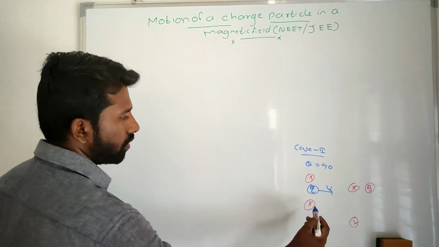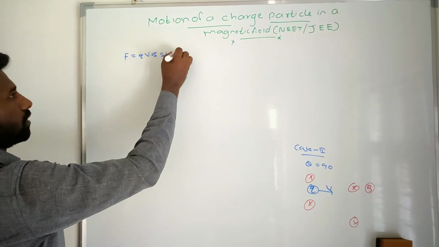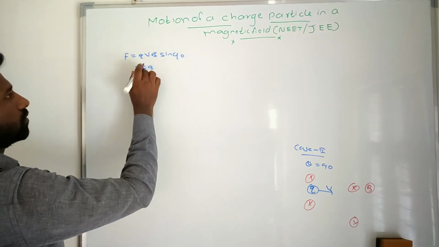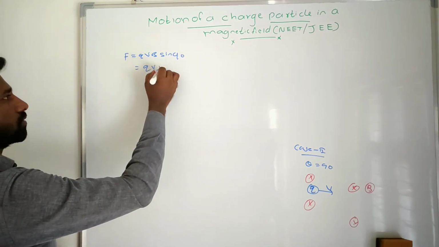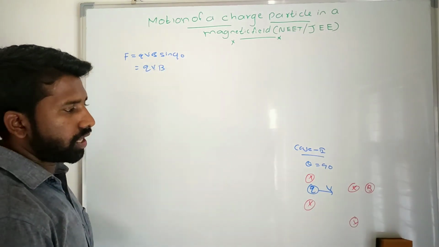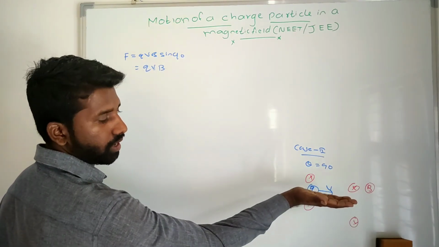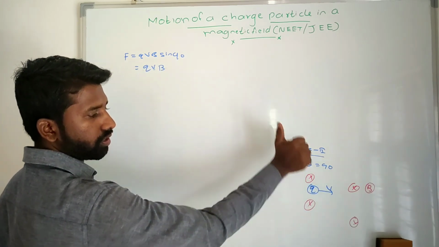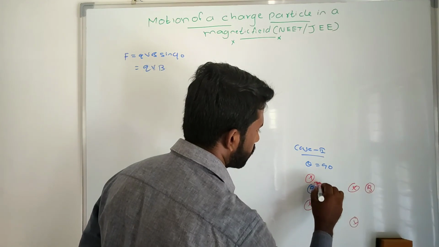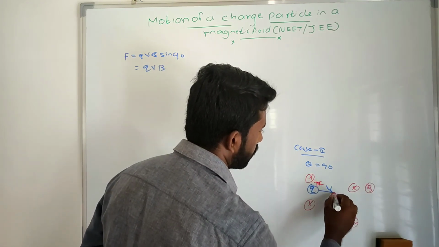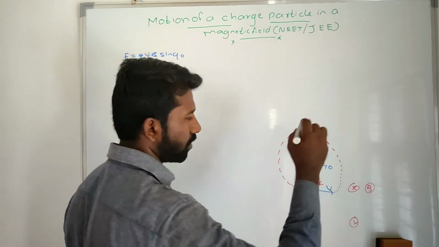You see here, the force F is equal to QVB sine 90. So F is equal to QVB, that is the force acting on it. Okay. So we will see the direction of force. Place my right hand in the direction of velocity and curl it. So I will get the force direction like this. So here the path of the charged particle changes and it will move in a circular path.